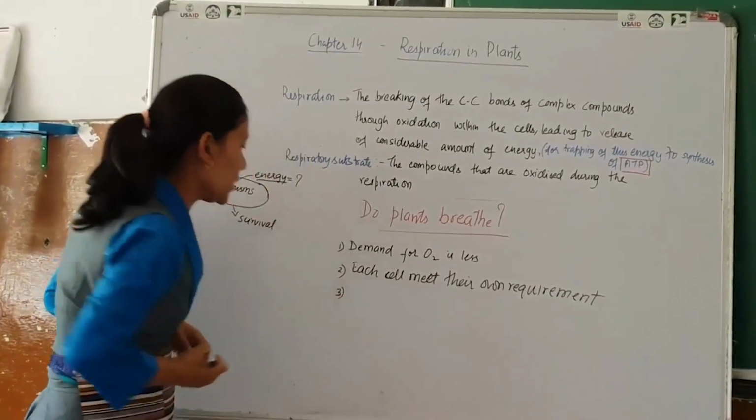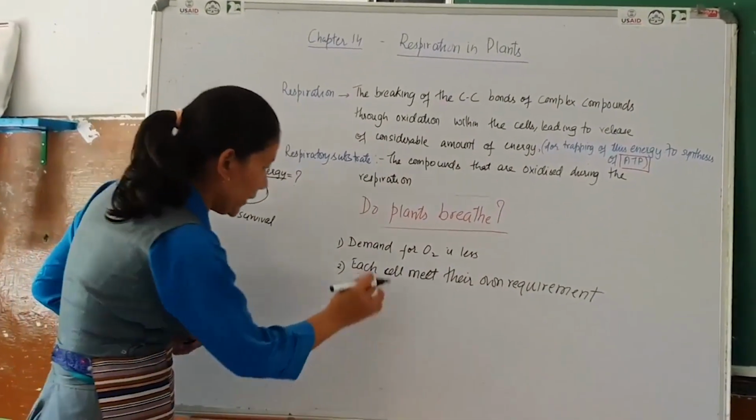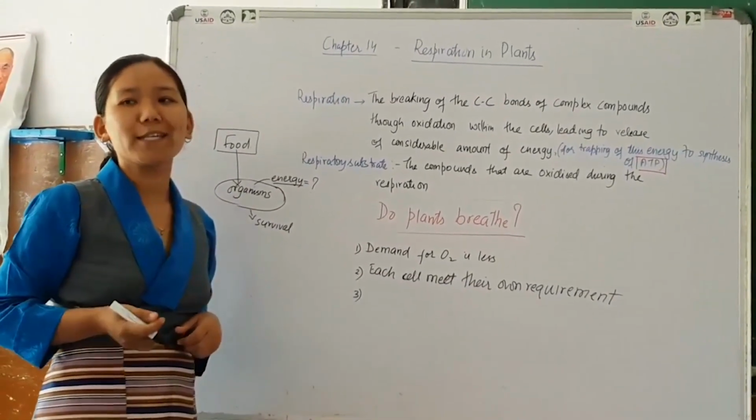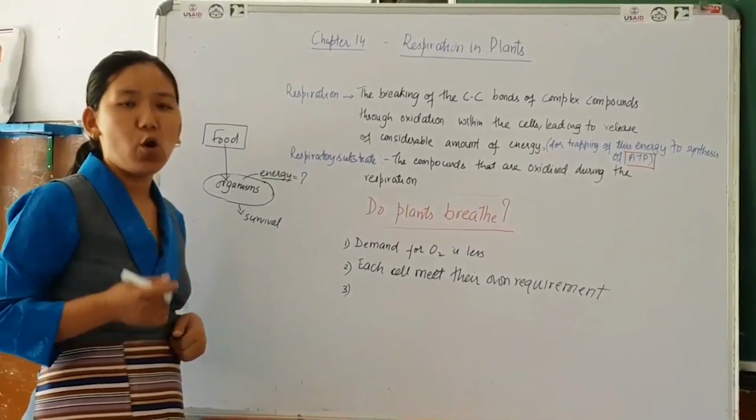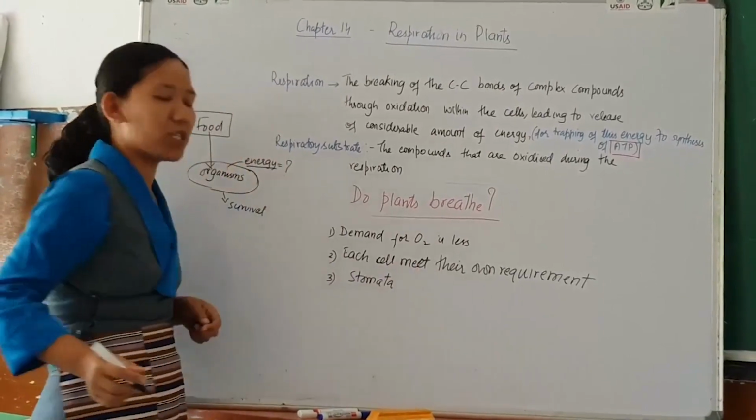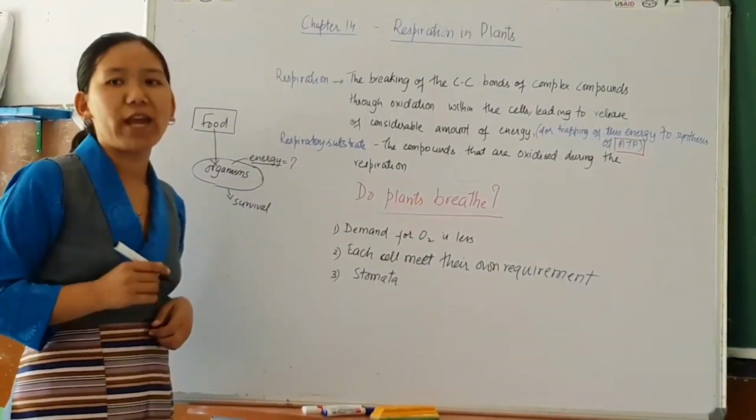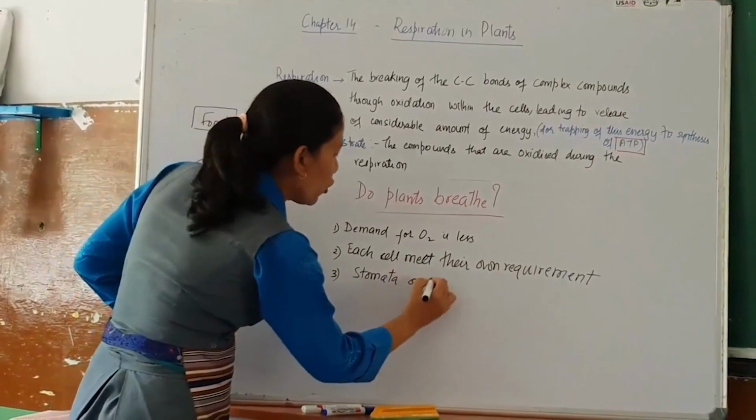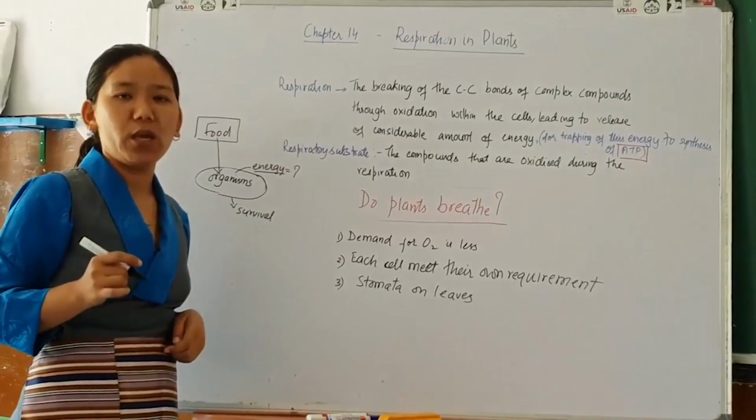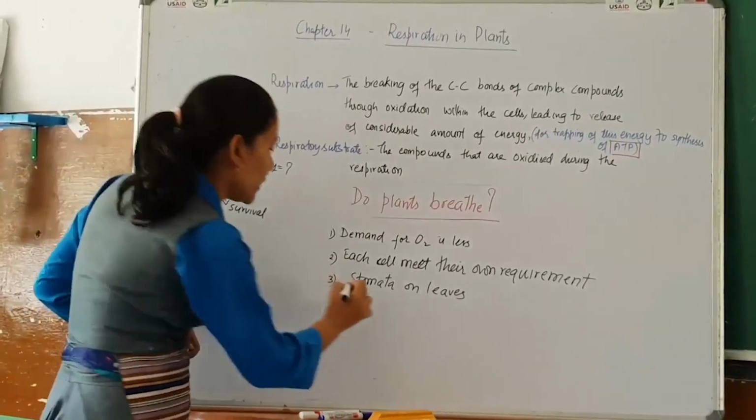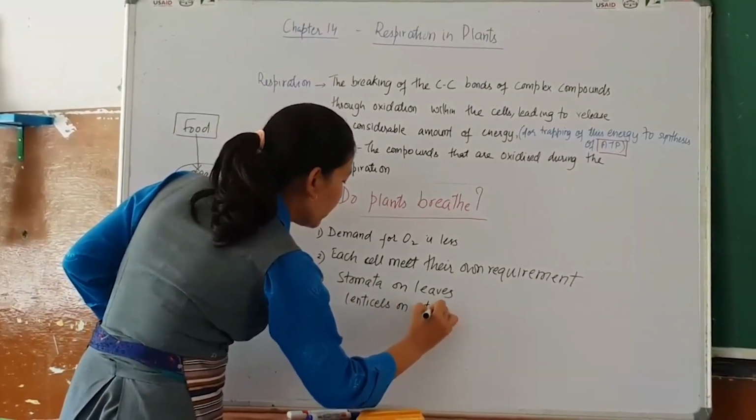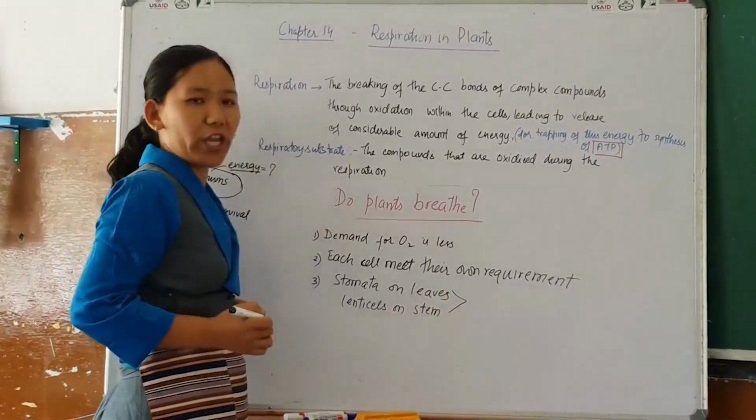Now the third one is, they have openings through which the exchange of gas takes place. For example, on the leaf, the openings are stomata. So stomata are the openings through which the exchange of gas takes place. So the stomata on leaves, and also there are certain openings present on the bark of the stems, which we call lenticels, on stems, provide a site for exchange of gas.